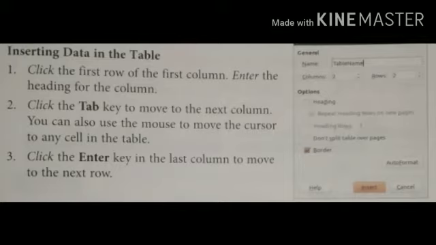For that, click the first row of the first column, enter the heading for the column, then click the tab key. With the help of tab key, you can move to the next column. Then you can also use the mouse to move the cursor to any cell in the table. Then click the enter key in the last column to move to the next row.